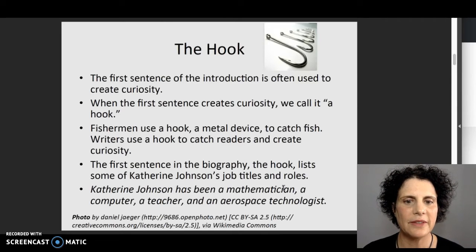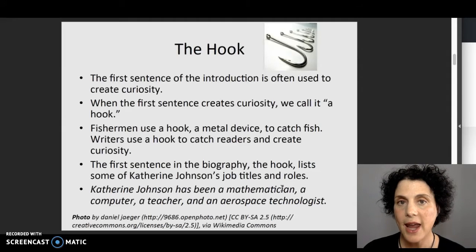The first sentence in the biography, the hook, lists some of Katherine Johnson's job titles and roles. Katherine Johnson has been a mathematician, a computer, a teacher, and an aerospace technologist.